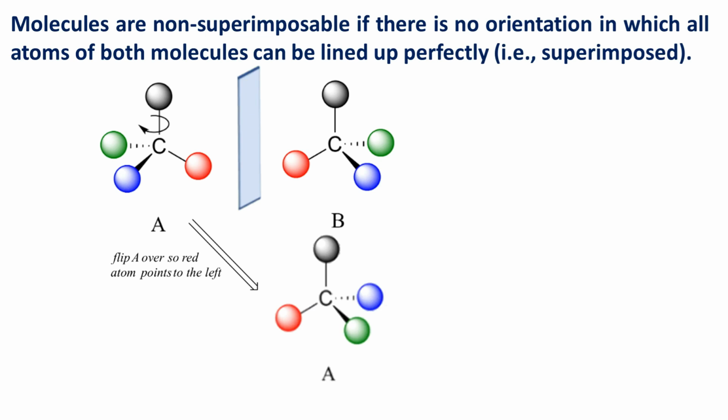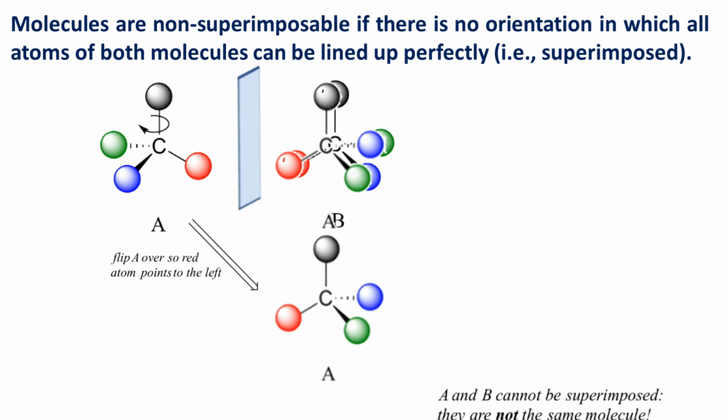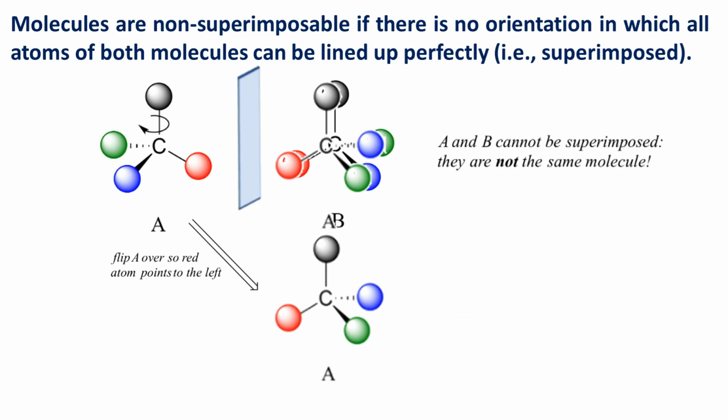If we now try to overlap it on B, we see that black and red groups overlap on their respective counterparts in B, but the other 2 groups don't superimpose at all. Thus, whatever rotation we execute, molecule A will not superimpose on molecule B. Thus molecule A, and its mirror image B, are different molecules.